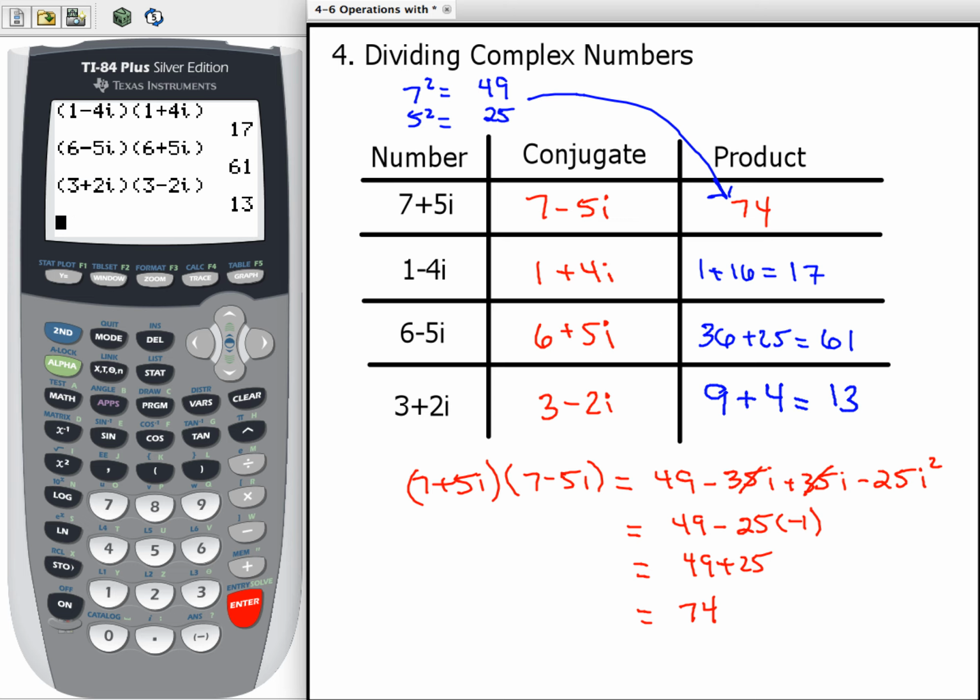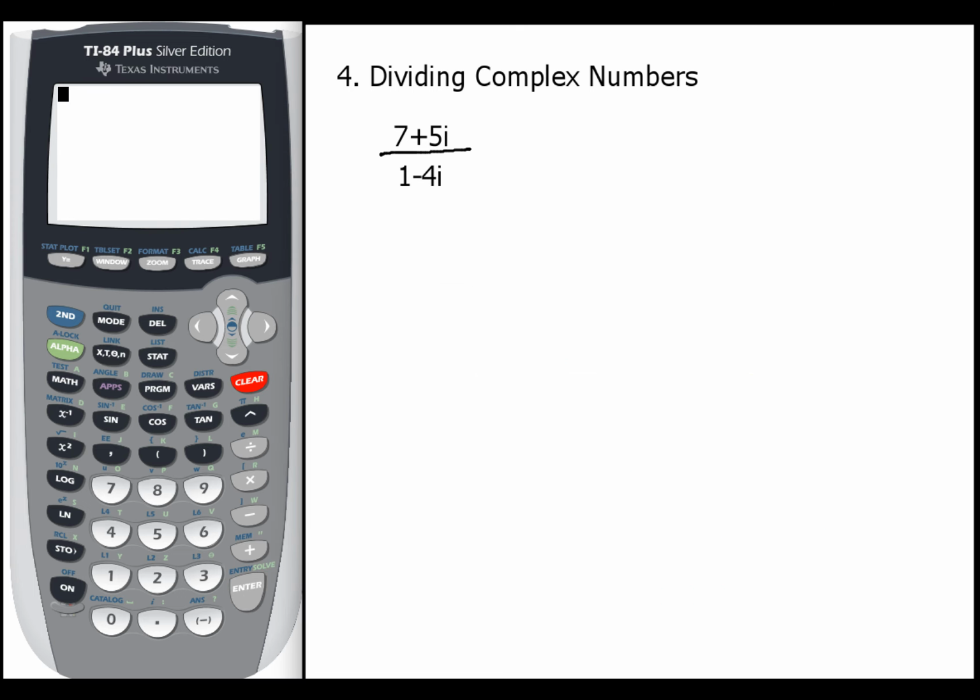So hopefully you did okay. You got 61 for the product of 6 minus 5i times 6 plus 5i, and you got 13 for the product of the last one. Pretty straightforward stuff. Now we're going to use that when we go to divide complex numbers. So check this out.